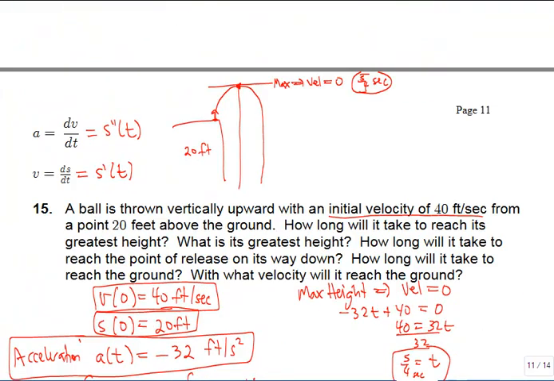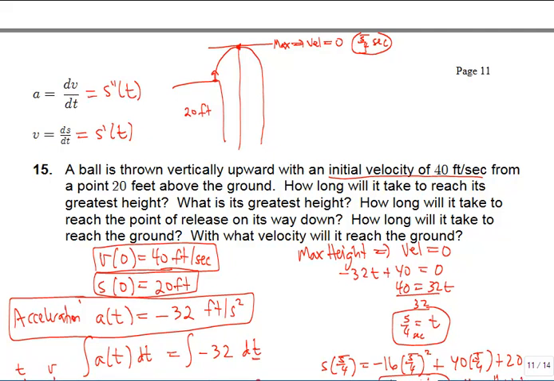Okay, the next question says, how long will it take to reach the point of release on its way down? Now, the point of release initially was when we threw that ball up into the air. That's the point of release on the way up, because the ball goes up initially. But then it's going to reach that same height but coming down. So this is what we're looking for, the time it takes to get to that point.